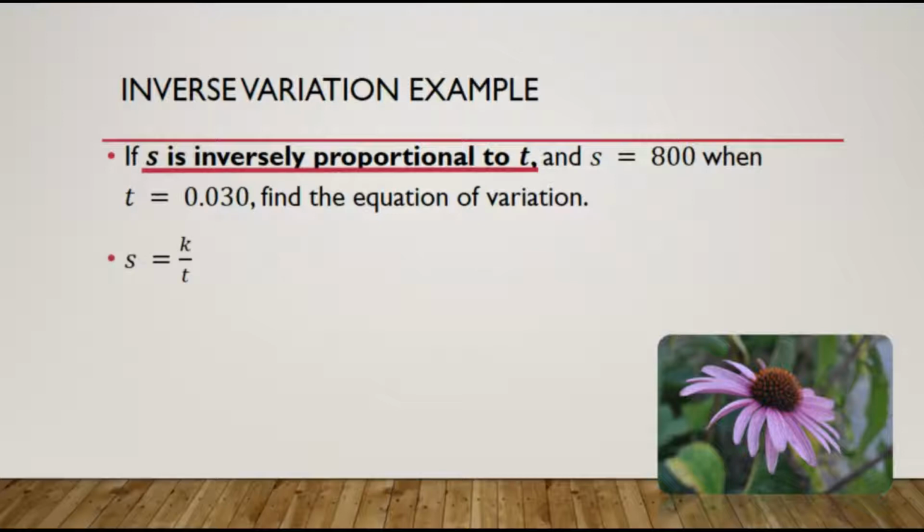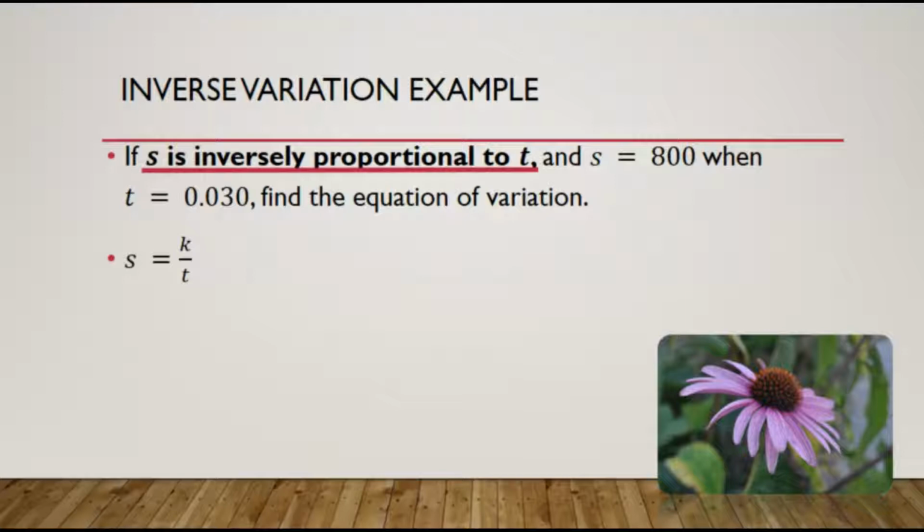The words "s is inversely proportional to t" indicate an inverse variation. We'll set up a generic equation for that relationship of this inverse proportionality: s is k, our constant of variation, divided by t. And the t goes in the denominator because of this inverse relationship. To complete this equation, we need to find the value of k.